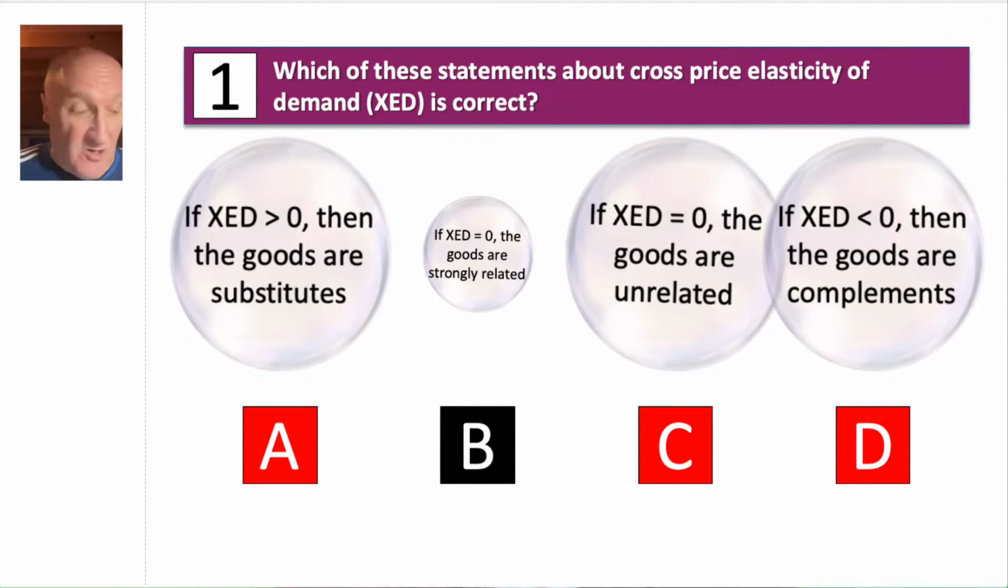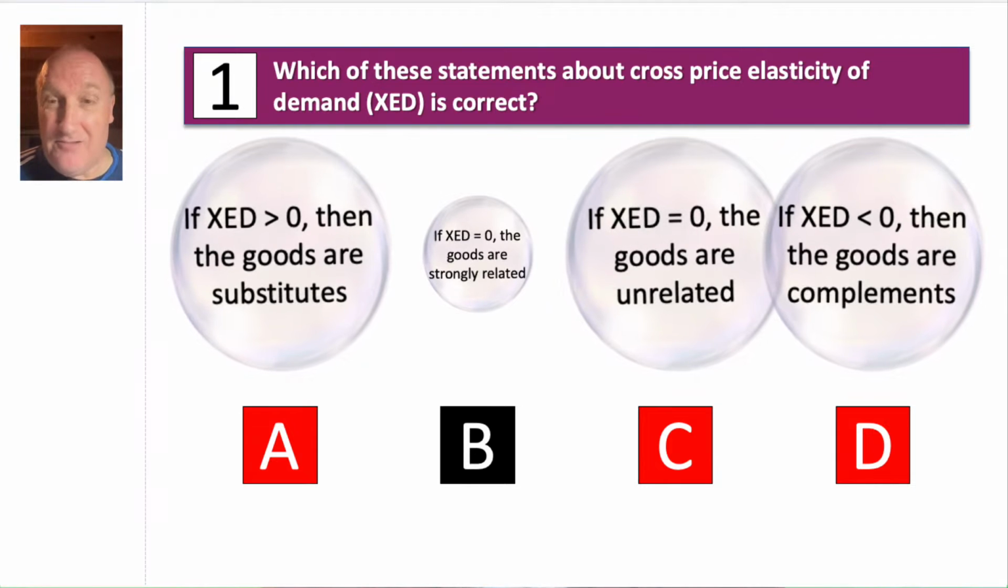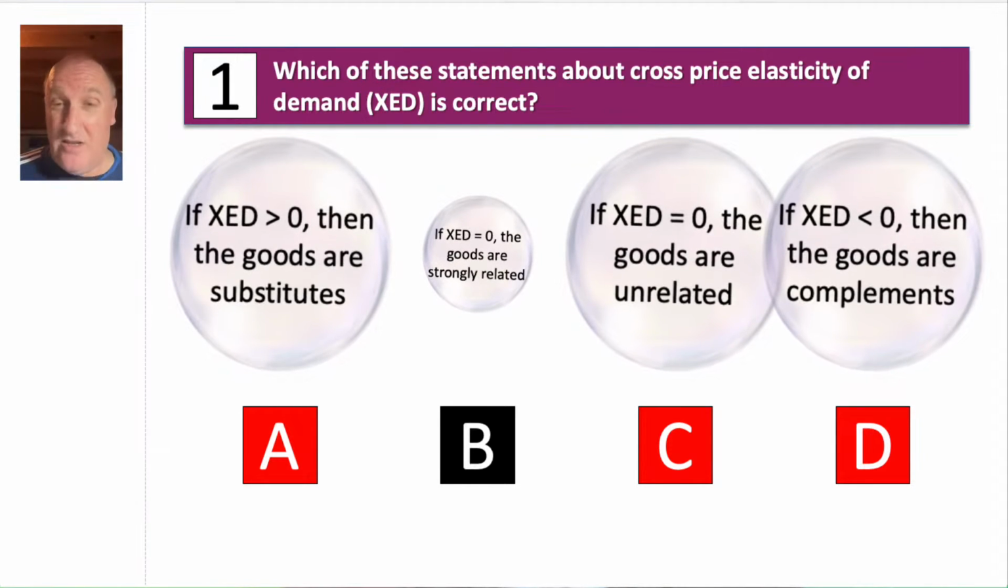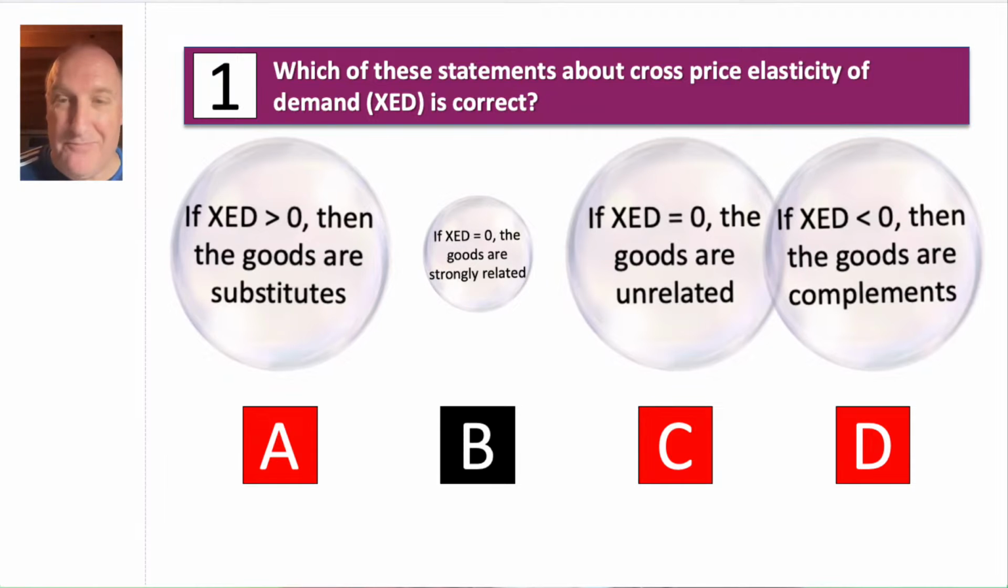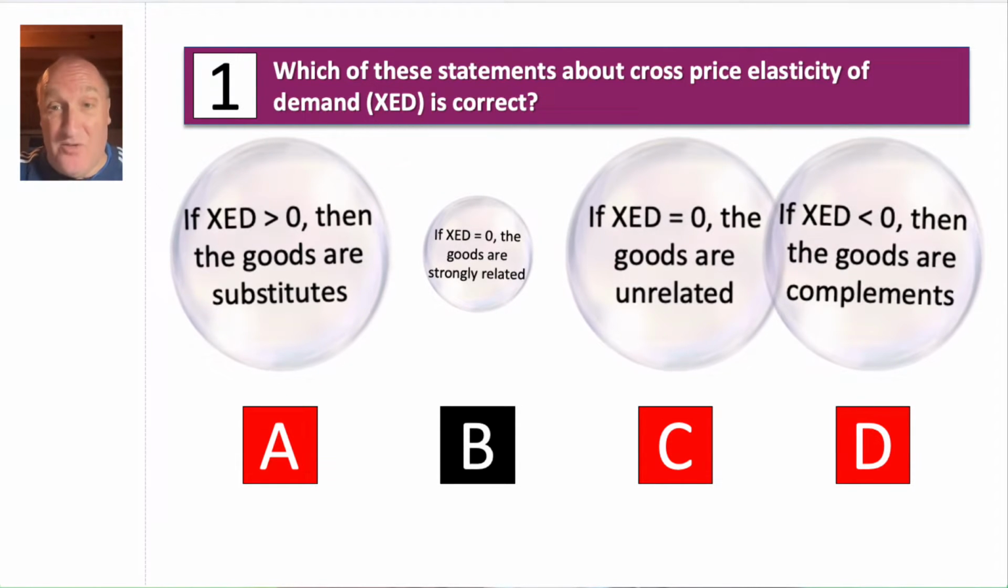And a negative cross price elasticity is reflective of two complements. Goods where there's joint demand. If the price of one good goes down, you buy more of that good and you buy more of something else.